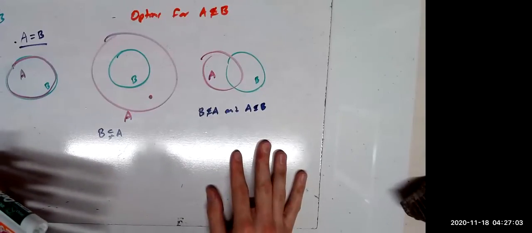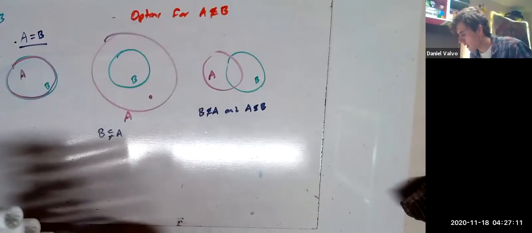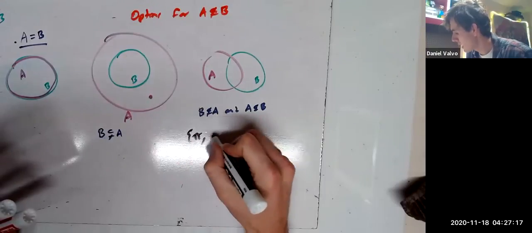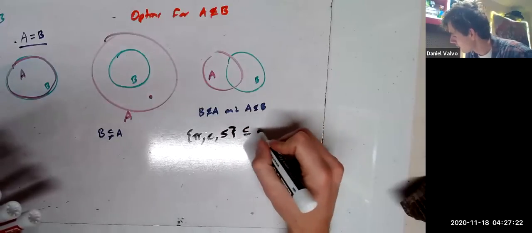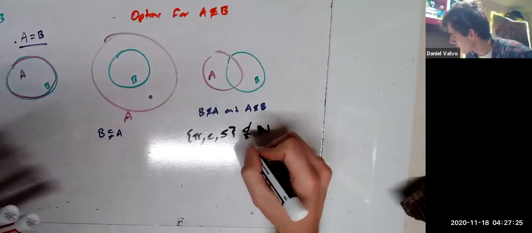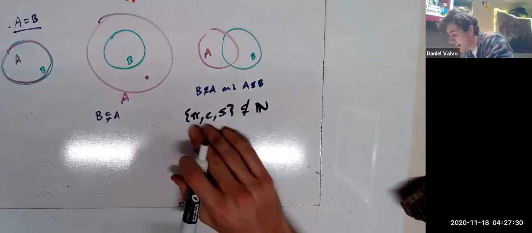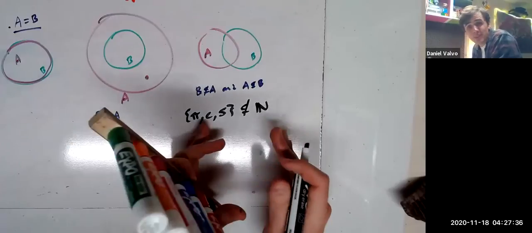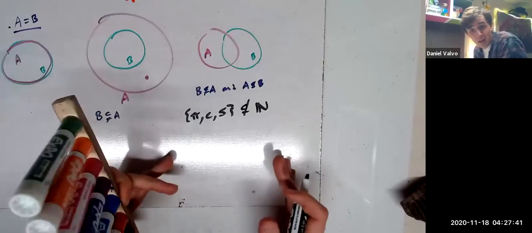Wait, so the size doesn't matter as long as it's the positioning of it? Well, exactly. For example, the set pi, e, and 5 is not contained in N, because pi and e are not natural numbers. So this set right here is not a subset of N. It's not a sub-collection of N. So it's not about size. It's about in and out.